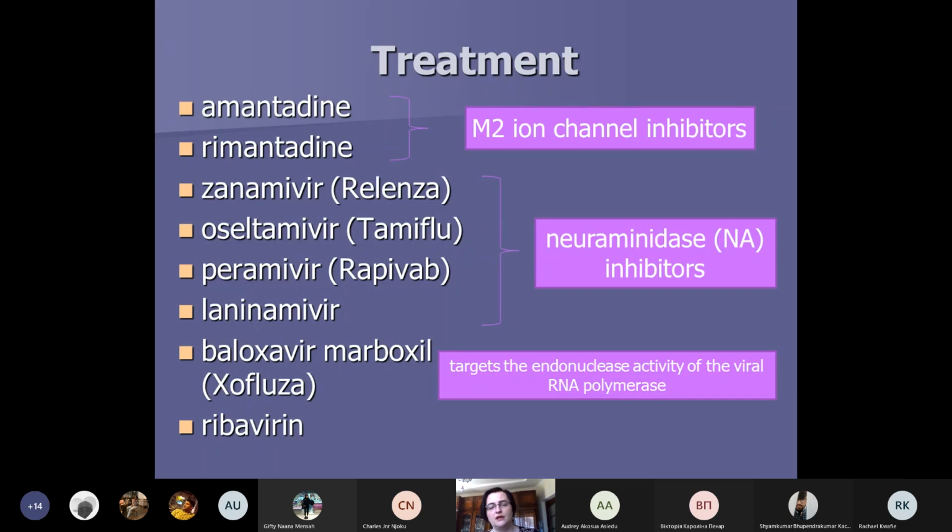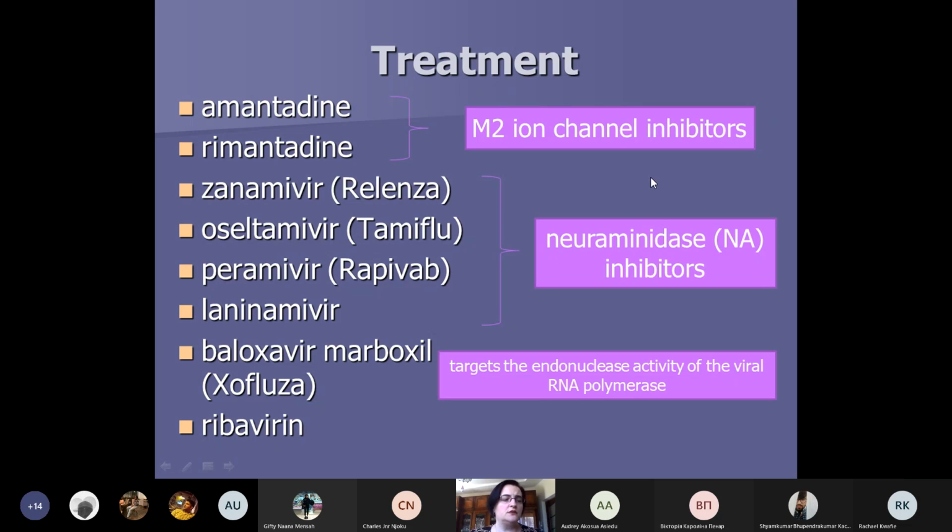Most antiviral drugs against influenza fall into two categories: neuraminidase inhibitors and matrix protein ion channel inhibitors.